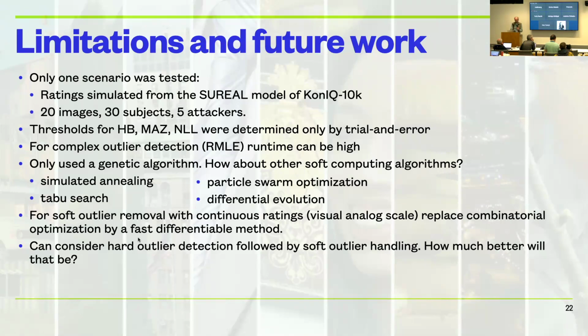Then perhaps for soft outlier removal with continuous ratings on the visual analog scale, one does not need to do computational optimization, but one can have a fast differentiable method. One could also follow up a hard outlier detection with a soft outlier detection handling, and then that also raises the question whether this is any better.